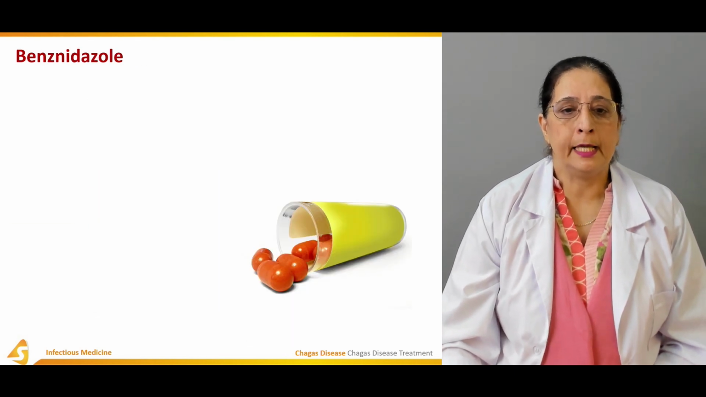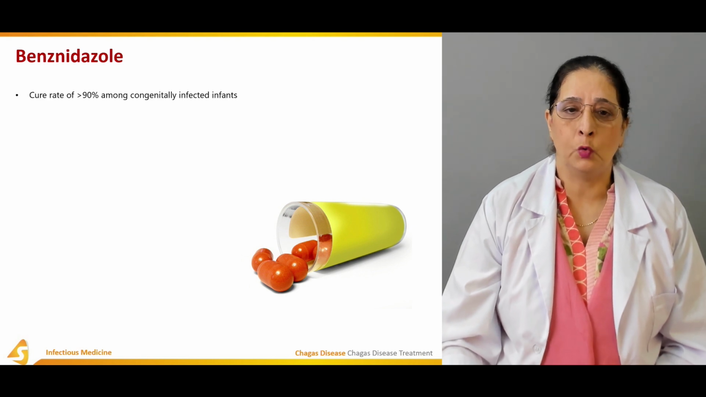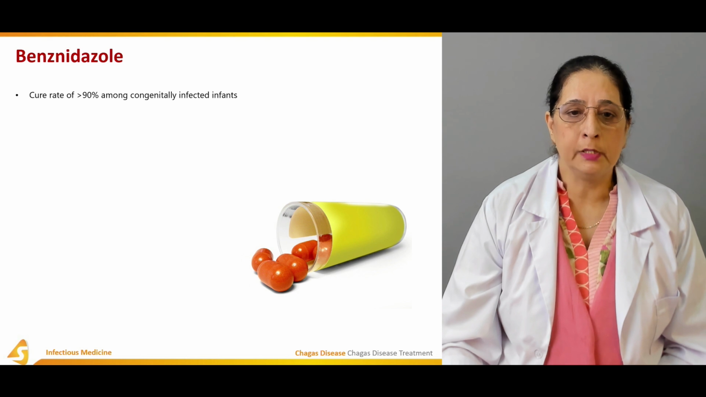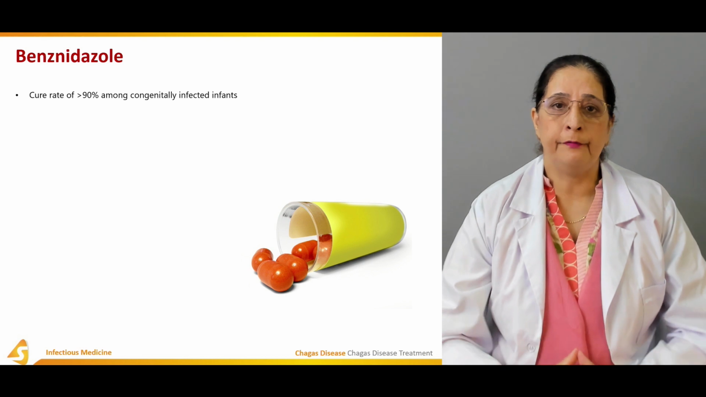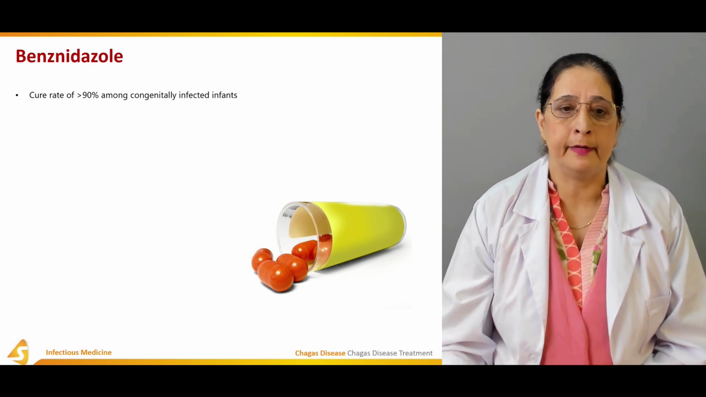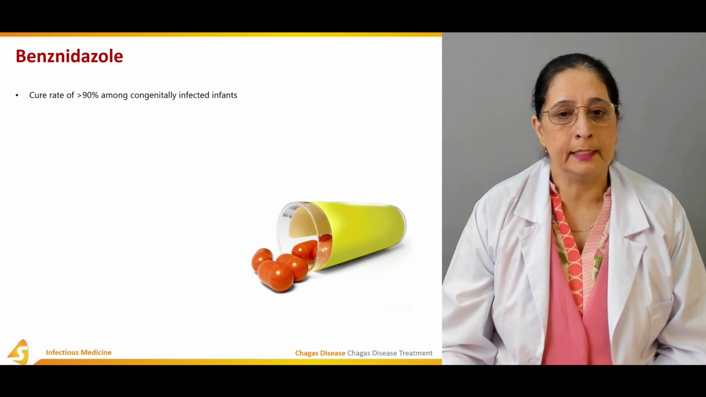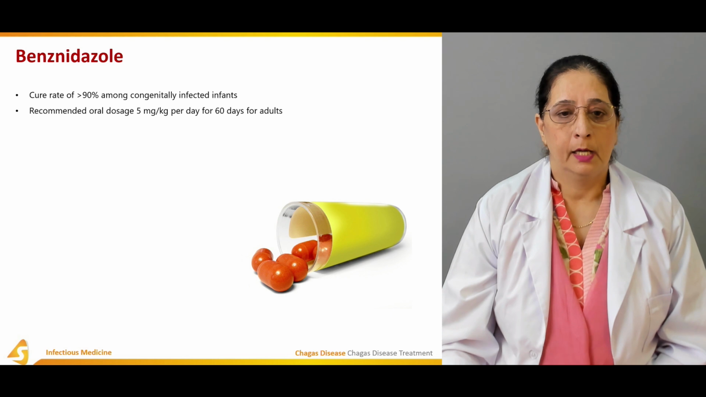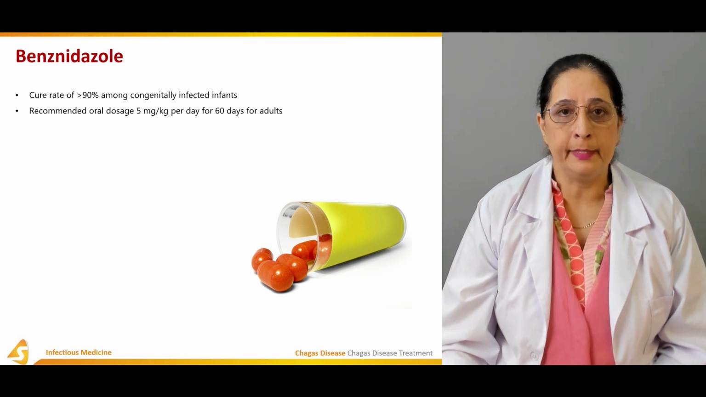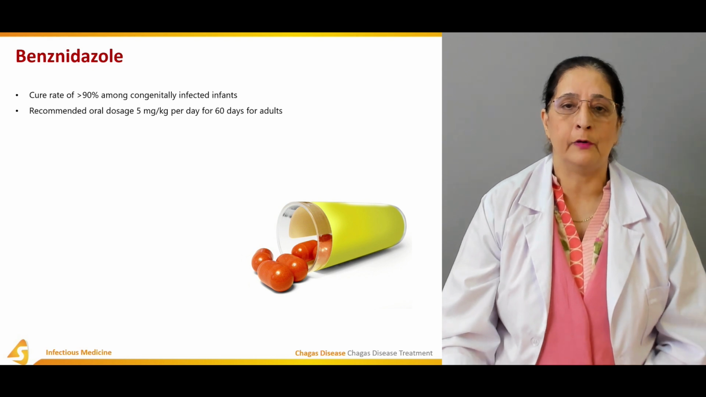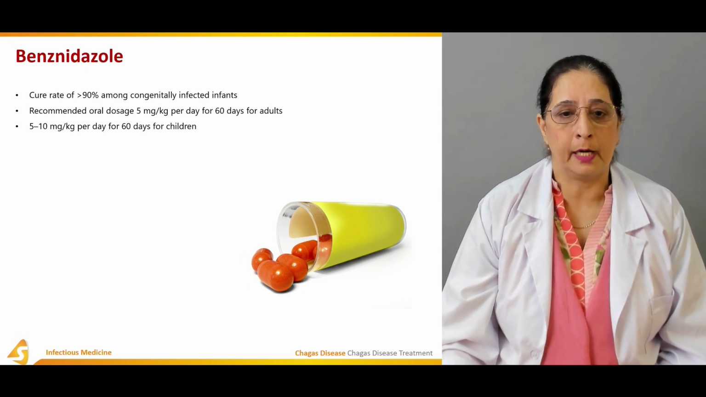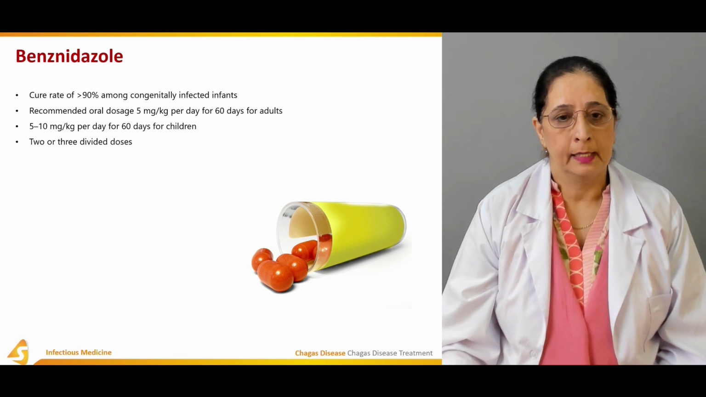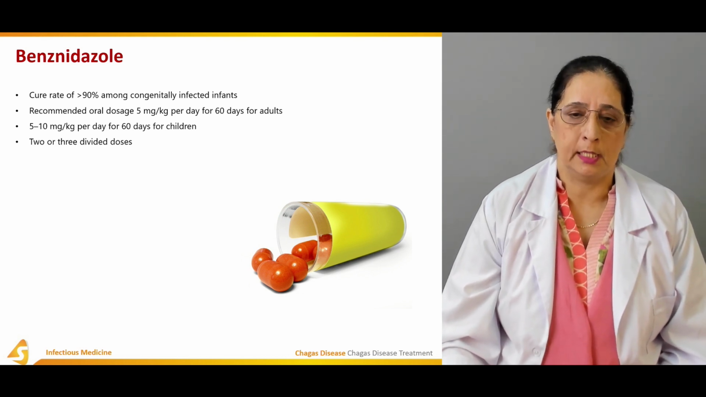The other medicine that can be used is benznidazole. It has a cure rate of more than 90% among congenitally infected infants. We know that mothers can spread the infection to infants or newborns, so benznidazole is very effective in congenitally infected infants. The recommended oral dosage is 5 milligram per kilogram per day for 60 days for adults, and 5 to 10 milligram per kilogram for 60 days for children. 2 or 3 divided doses are given.